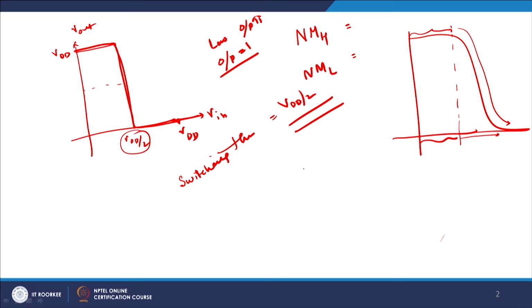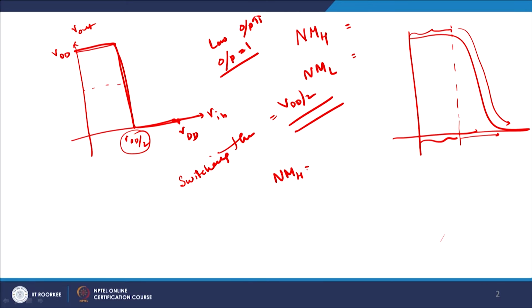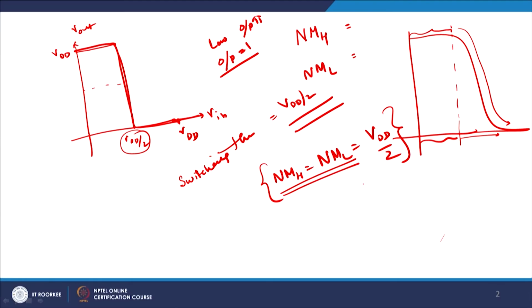For the ideal case, NMH equals NML equals VDD by 2, which means that the high noise margin and low noise margin are both equal to VDD by 2. Now, if you want to lower your VDD for whatever reasons, your noise margin will also lower itself automatically, and therefore its property of rejection of noise will be compromised.